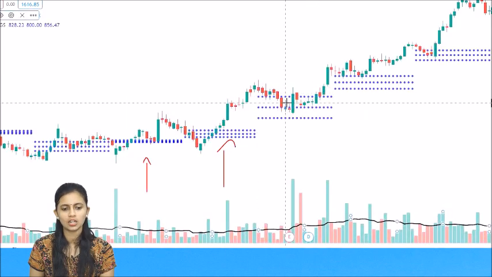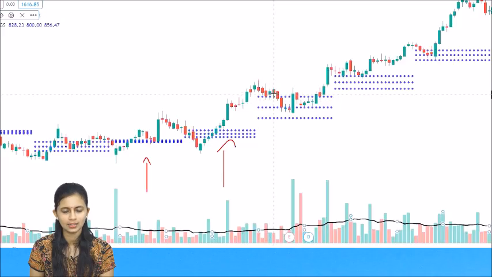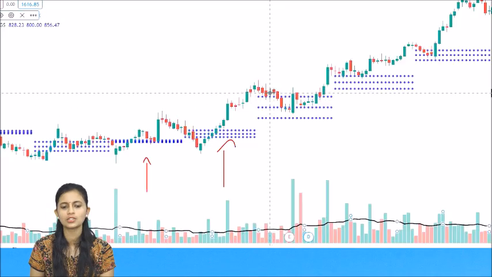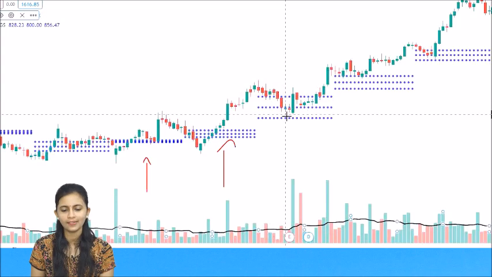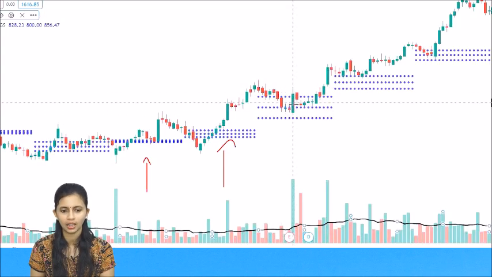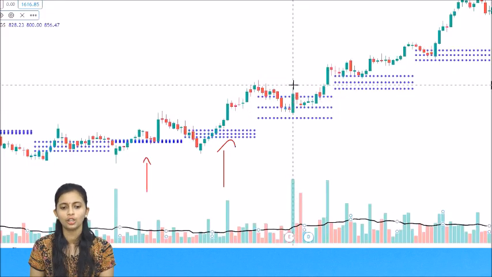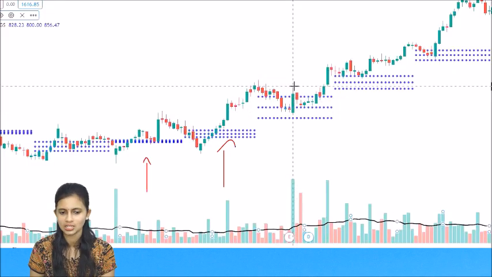Where will your entry point be now? You can see here these red candles formed, and this green candle which formed again, the volume is not that good. So you have to wait for good volume. You can see this candle gave a very good breakout. Also there is very good volume in this candle. So you can go for buying above this candle, above this candle high.